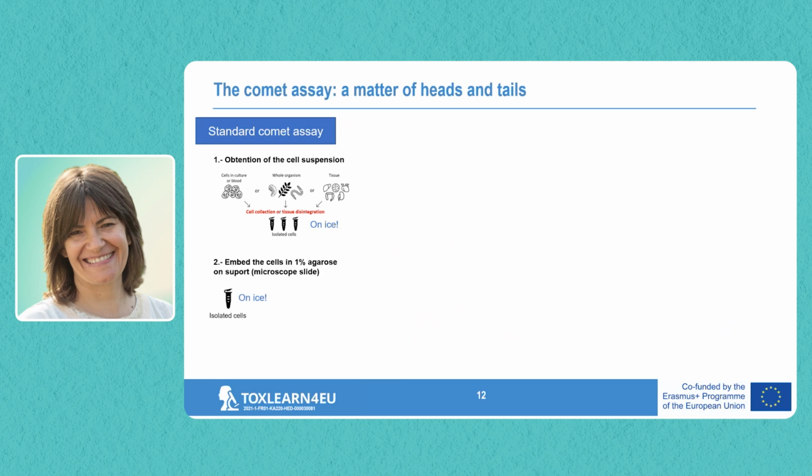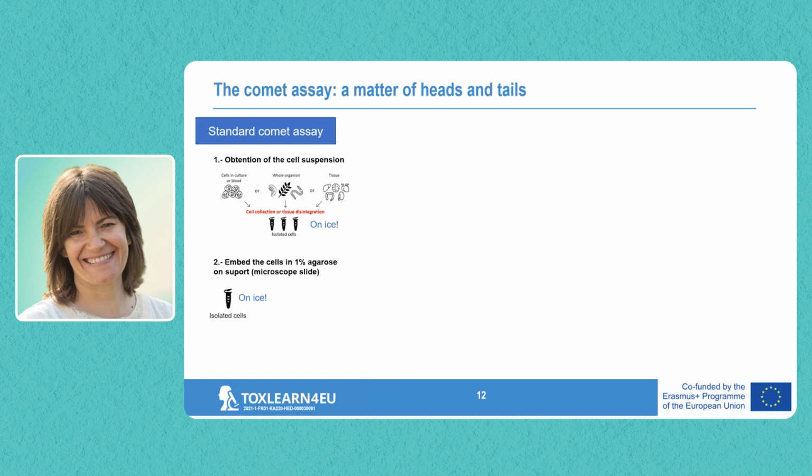Okay, the second step is to embed the cells in agarose. Normally 1% is used, but it could be another proportion, in agarose on microscope slides. Do you know what a microscope slide is? This is a microscope slide. Can you see it? Yeah, okay.